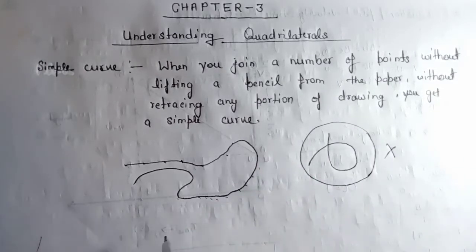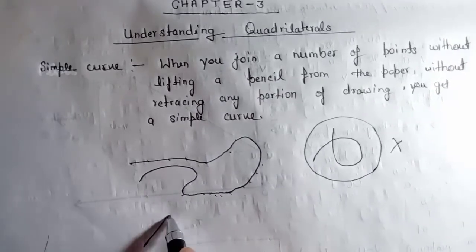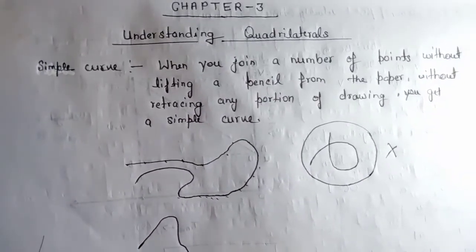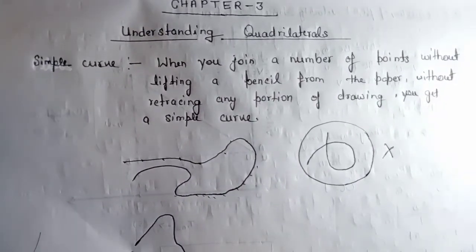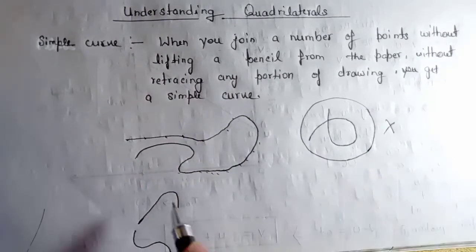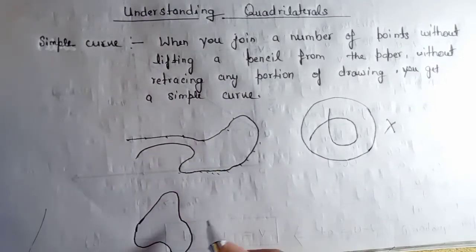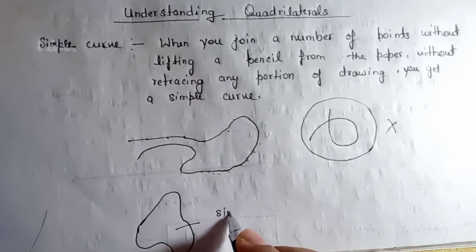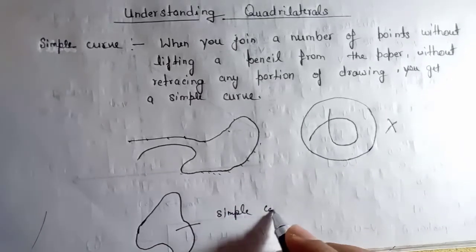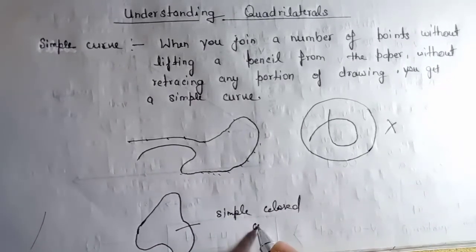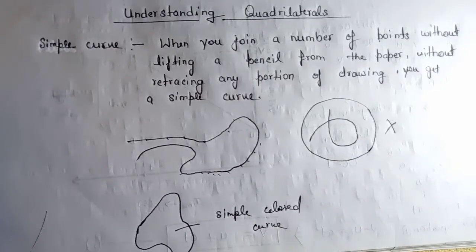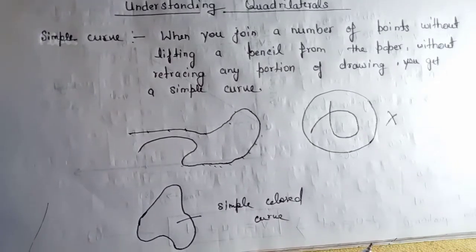And the second thing is, when this simple curve is closed, you can see here it is now closed, so it is called a simple closed curve. You can see this is closed.